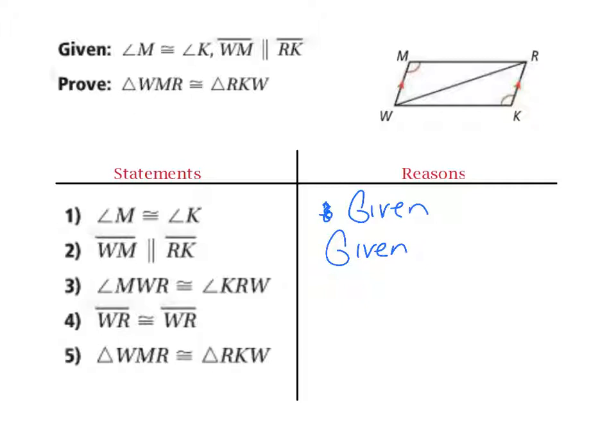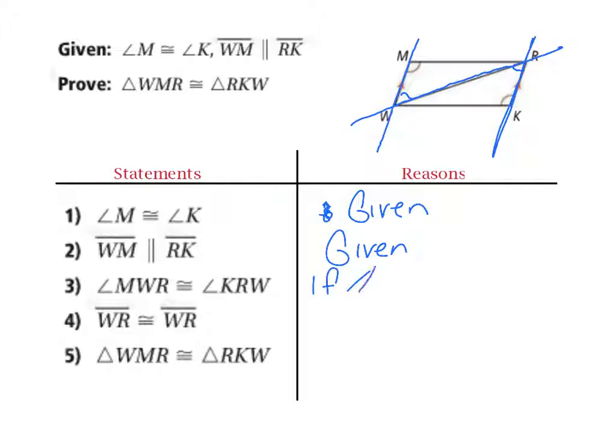They're kind of trying to help me out with this angle MWR. MWR, that's this angle. And KRW, that's this angle here. All right, and it's saying those are congruent. Well, let's look at this. Here's my parallel lines. I always like to extend them so we can see what's going on. Here's my transversal. Parallel lines cut by a transversal. What kind of angles are those? Those are alternate interior.